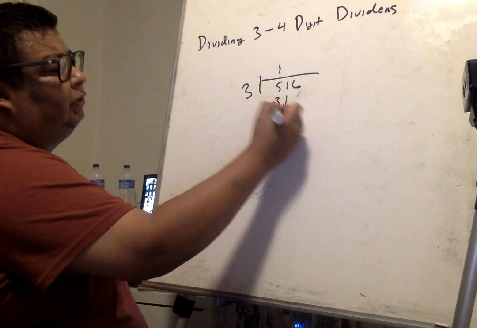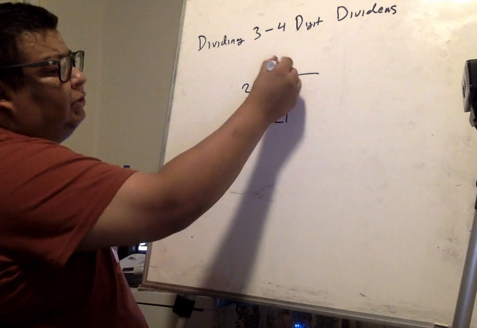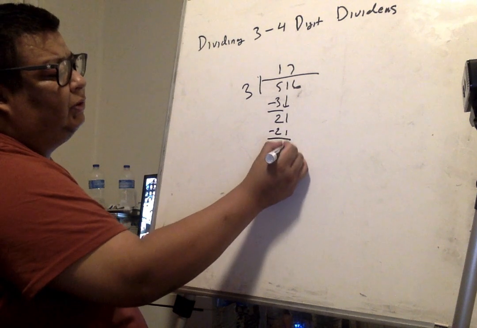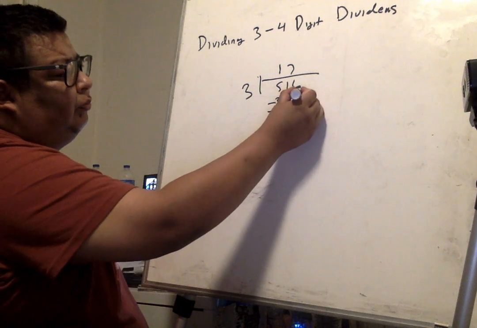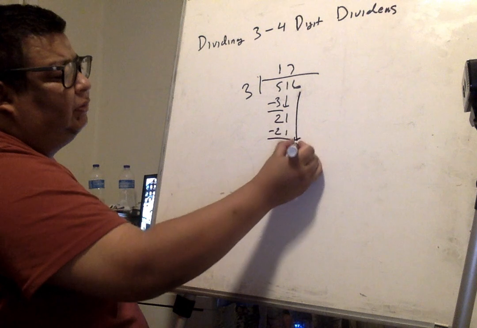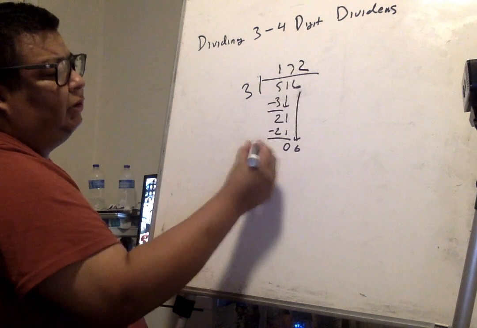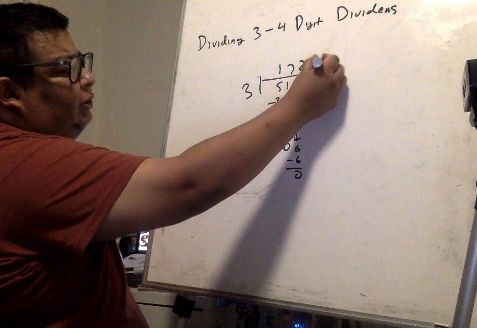Bring down the 1. How many times does 3 goes into 21? 7 times. 7 times 3, 21. 21 minus 21, 0. We bring down the 6. How many times does 3 goes into 6? 2 times. So 2 times 3 is 6. Remainder 0. So remainder is 0.